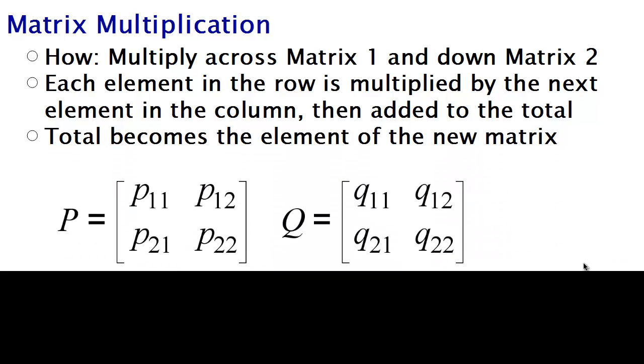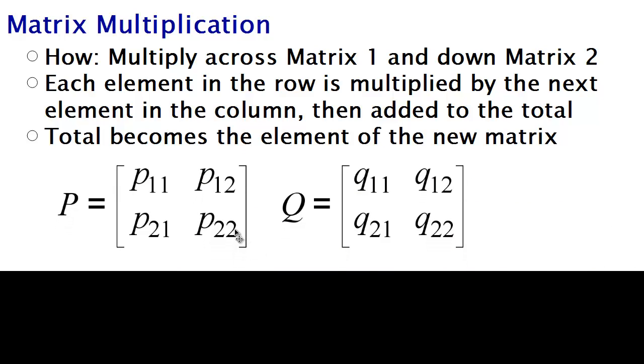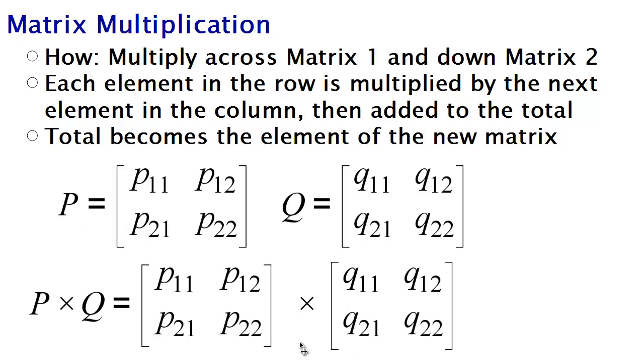Let's look at the general example here, where we have a matrix P, which has elements P11, P12, P21, and P22, and another matrix Q, which has its own elements. And remember, the first number is the row, the second number is the column. So P22 is the second row, second column element in the P matrix. So if we want to multiply these two matrices P times Q, we're going to proceed across the rows and down the columns, adding up our total as we go along.